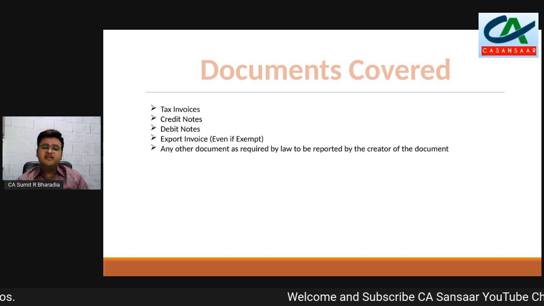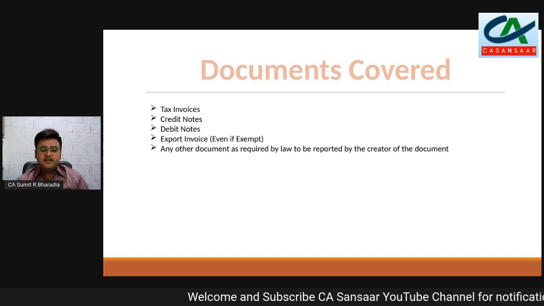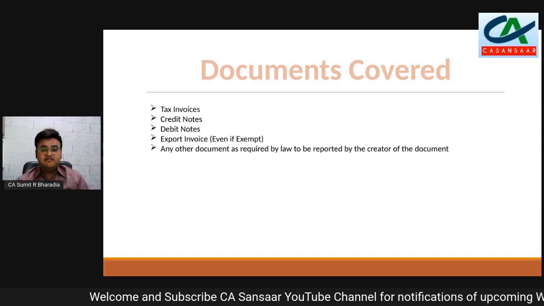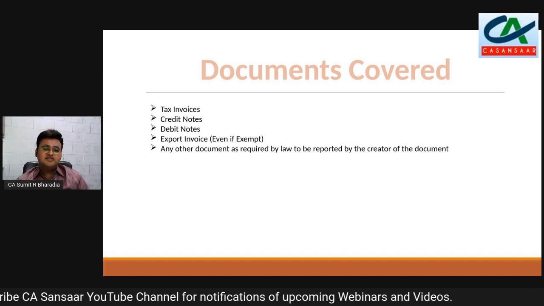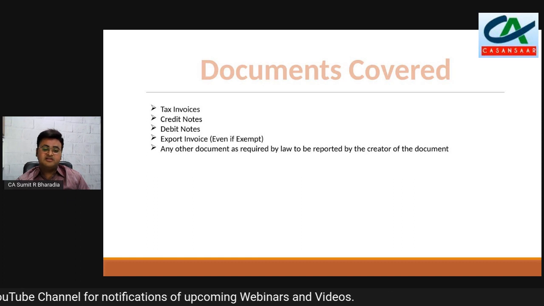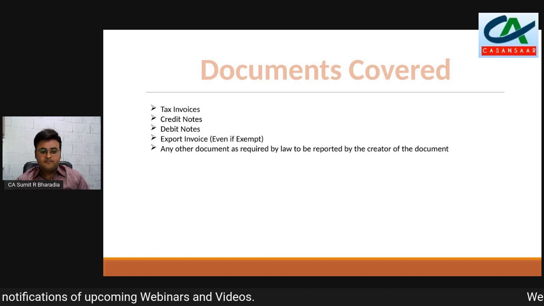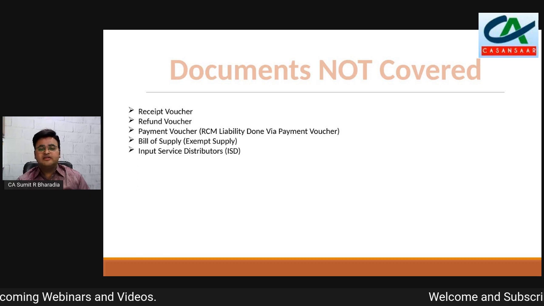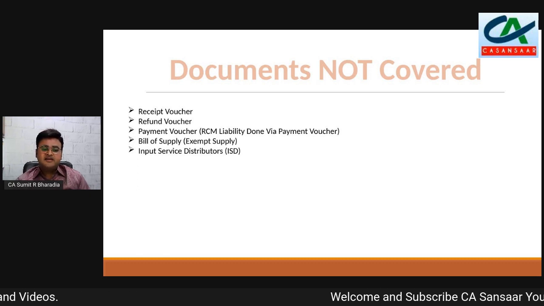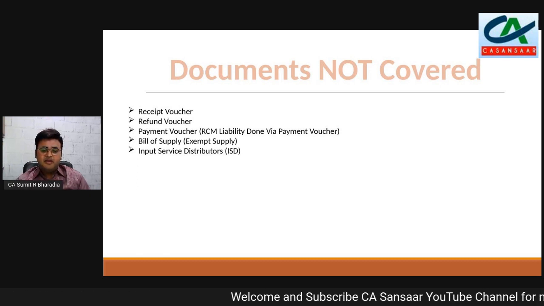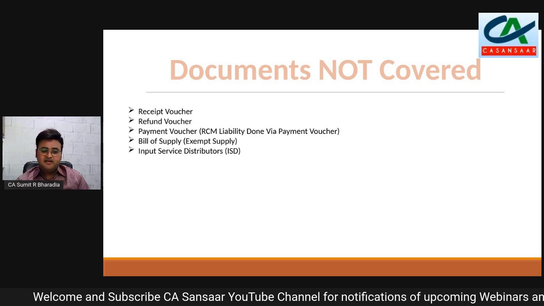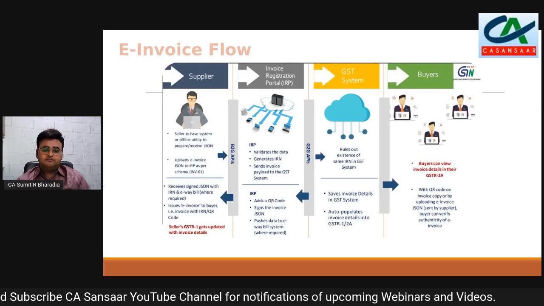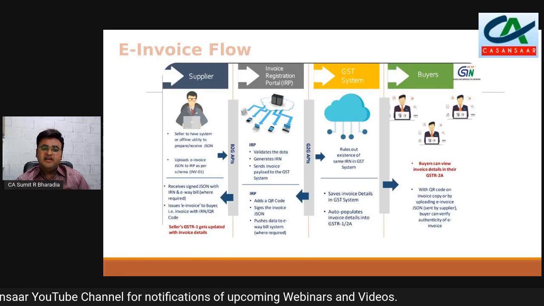What are the documents covered in e-invoicing? Tax invoice, credit notes, debit notes, export invoice, even if exempt. Generally, we have seen that if it is exempt, no e-invoicing is to be done. But in case of export invoice, e-invoicing is mandatory. What are the documents not covered in e-invoicing? Receipt voucher, refund voucher, payment voucher, that is RCM liability, bill of supply, that is for the exempt supply, and input service distributor.